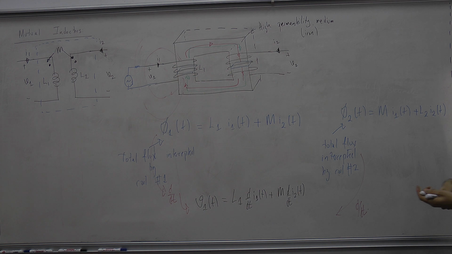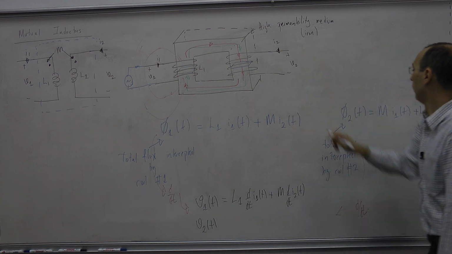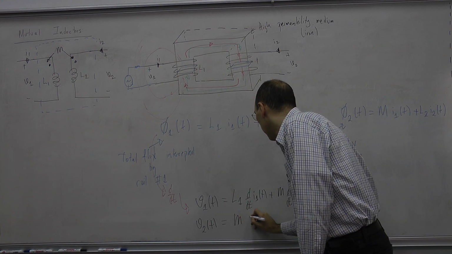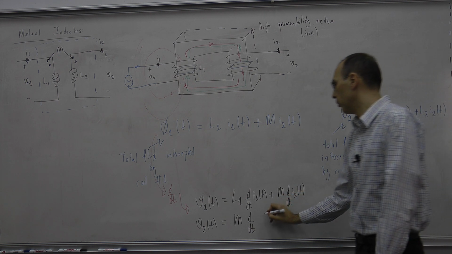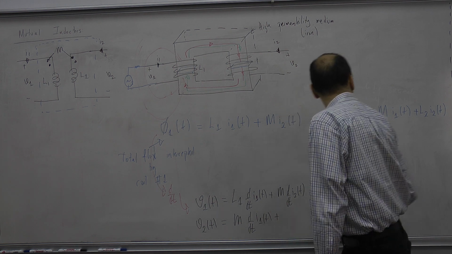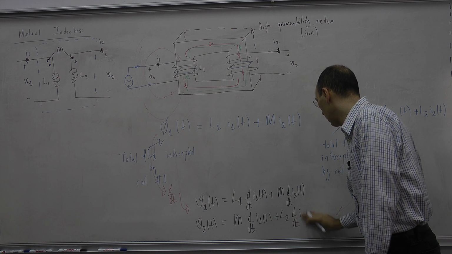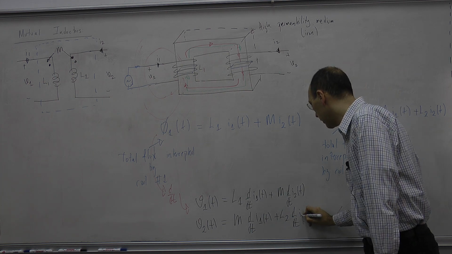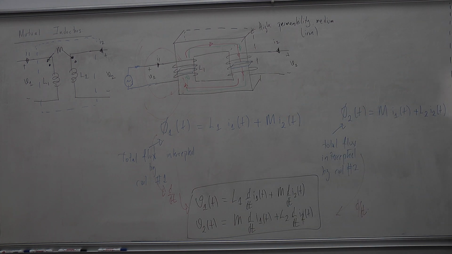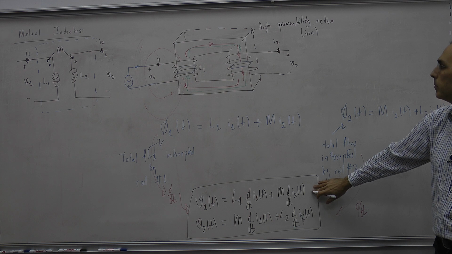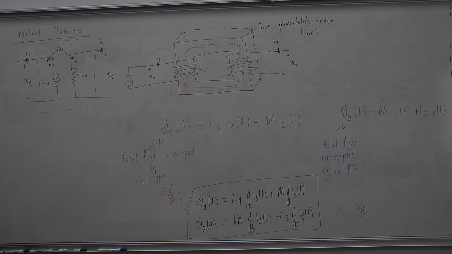Again, this is called Faraday's law. Rate of change of flux. This is V2, which is equal to M times d/dt of I1 of t, where M is constant, plus L2 times d/dt of I2 of t. So for the sake of our circuit theory course, we are starting from these two equations. These are the terminal equations representing this mutual inductor whose physical construction is something like that.